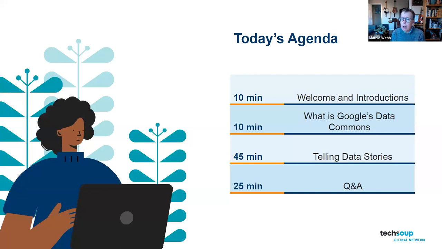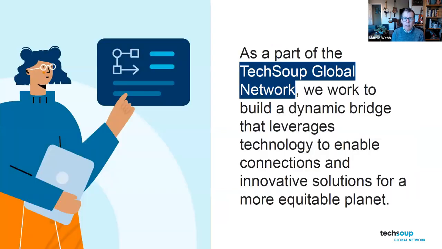And most of the conversation today is going to be how we use data to tell stories and how we go in and get data and organize it and think about it as a tool for not just uncovering a fact, but actually helping to provide context for those facts so that we can understand how we change the things that we wish to change. And so with that, we will dive into what is Google's Data Commons. Actually, I'm wrong. We will dive into a little bit more about what is TechSoup.